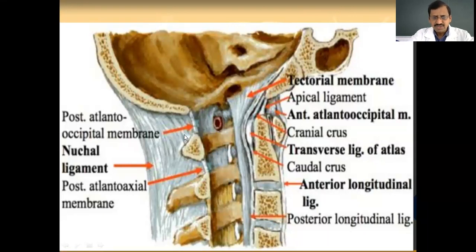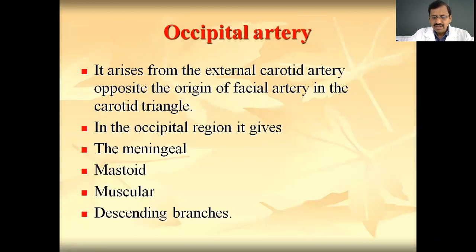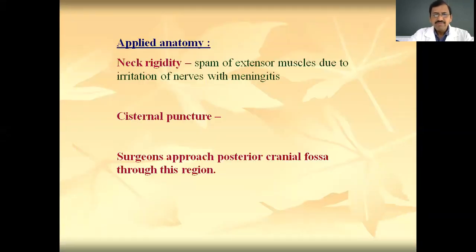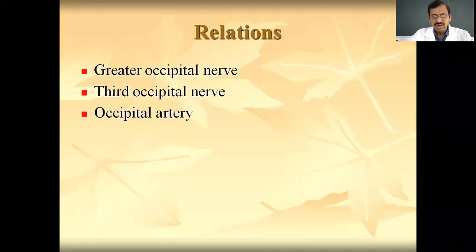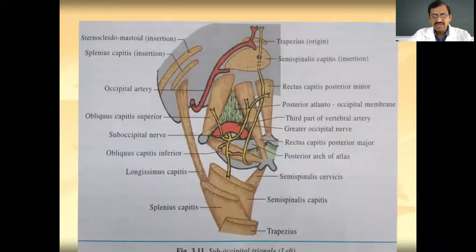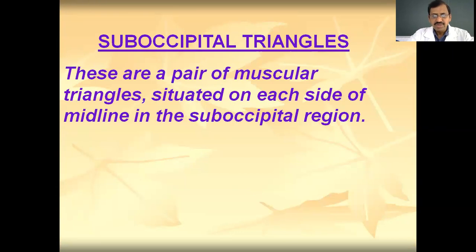Okay, if you take the vertical section of this, this is the posterior atlanto-occipital membrane. During cisternal puncture, you are introducing the needle like this, and here is the site of the medulla. That is why you must be very careful. Okay, that is the next floor. It is formed by the posterior atlanto-occipital membrane and the posterior arch of the atlas. Okay, these are all the important points related with the suboccipital triangle and suboccipital region. Okay, thank you.